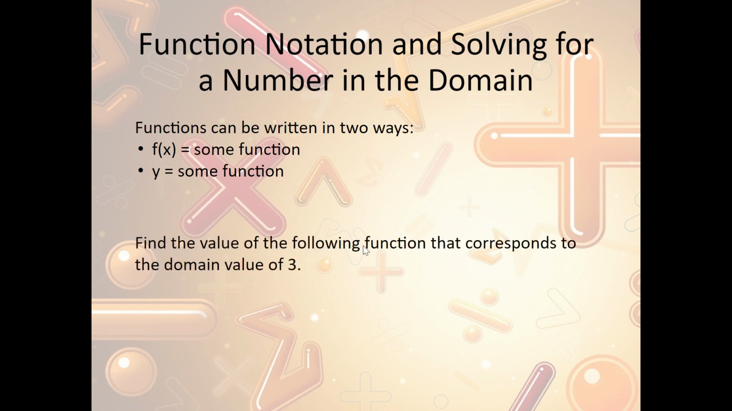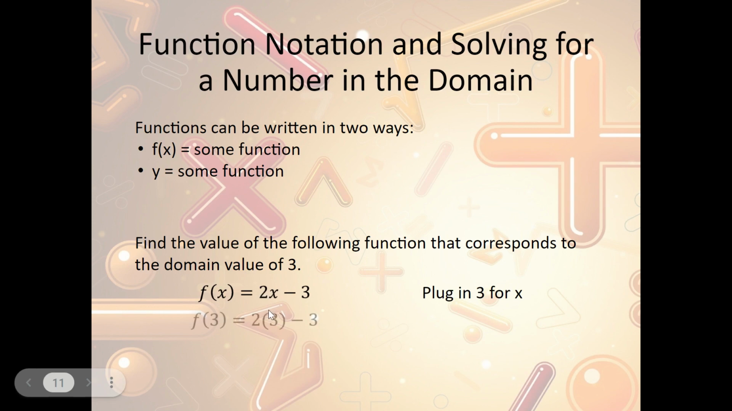From that then, I can find a function value that corresponds to the domain value of some number, which in this case I'm going to plug in 3. So let's say I gave you that f of x, or it could be y equals, right? f of x equals 2x minus 3. And I want to know what happens when the domain value is 3. Remember, the domain is x, so I'm going to plug 3 in for x. So this becomes 2 times 3 minus 3. Now I solve, so I'm going to multiply 2 times 3, and I get 6. 6 minus 3 is 3. So when x is 3, y is also 3.